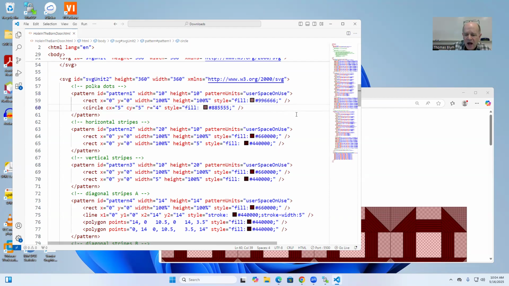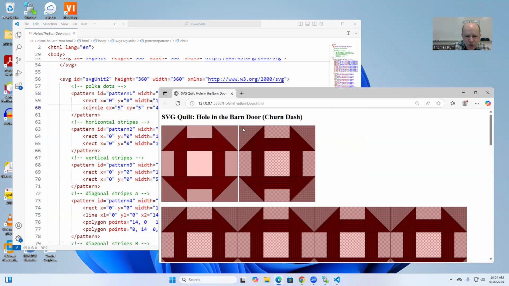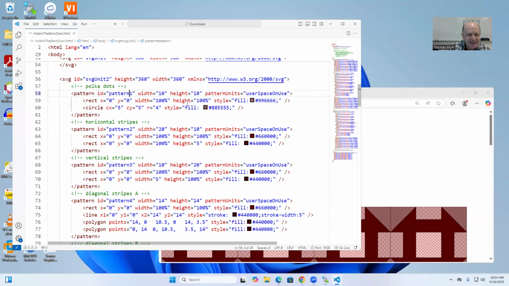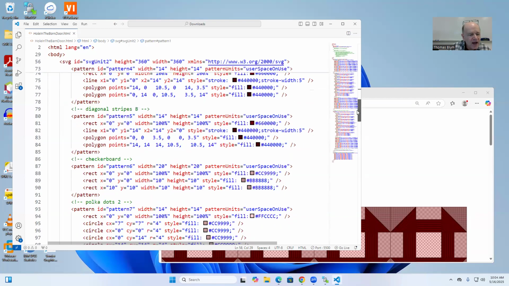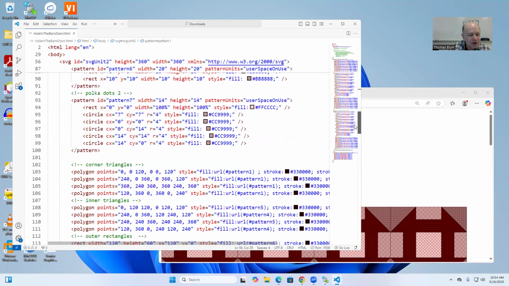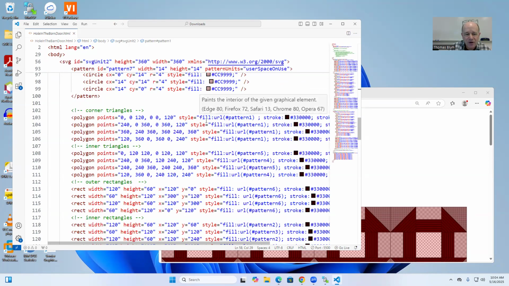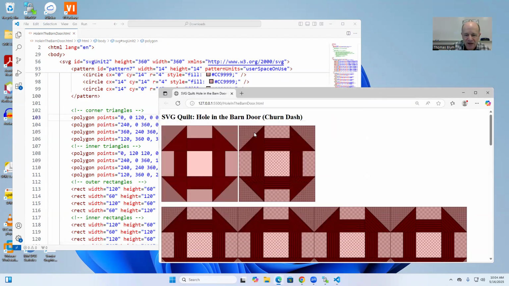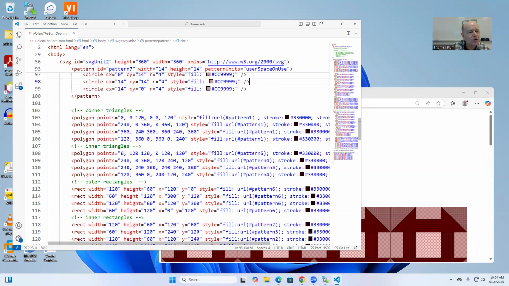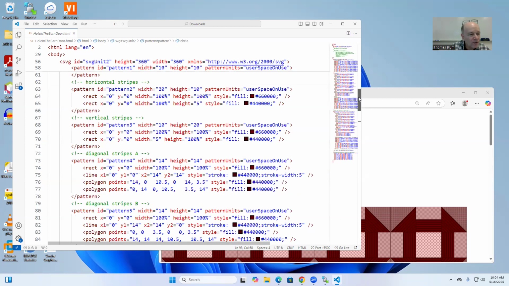the rectangle, and I gave that pattern ID of pattern 1. And then down here, when it comes to actually putting the polygons, here I am using it as the fill, colon URL, parentheses, hashtag pattern 1. So that is me using that pattern I just discussed, this polka dot pattern. I have an array of rectangles with squares in the center. Okay, that was my pattern 1.